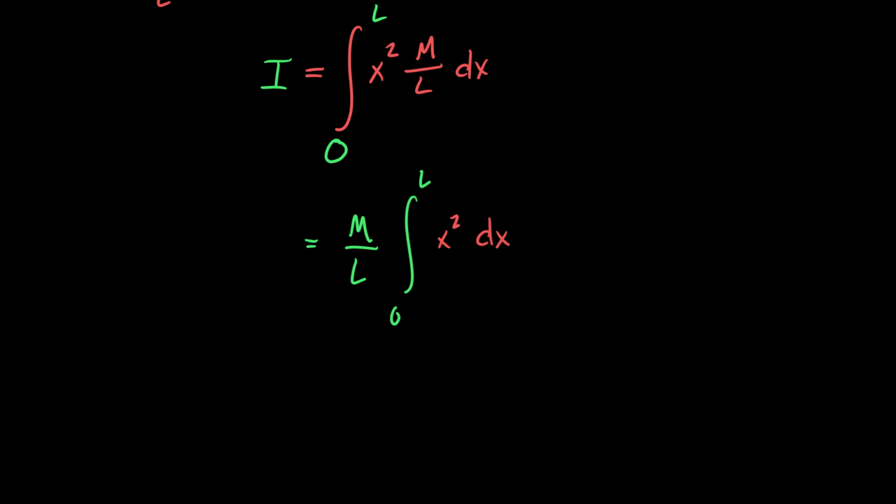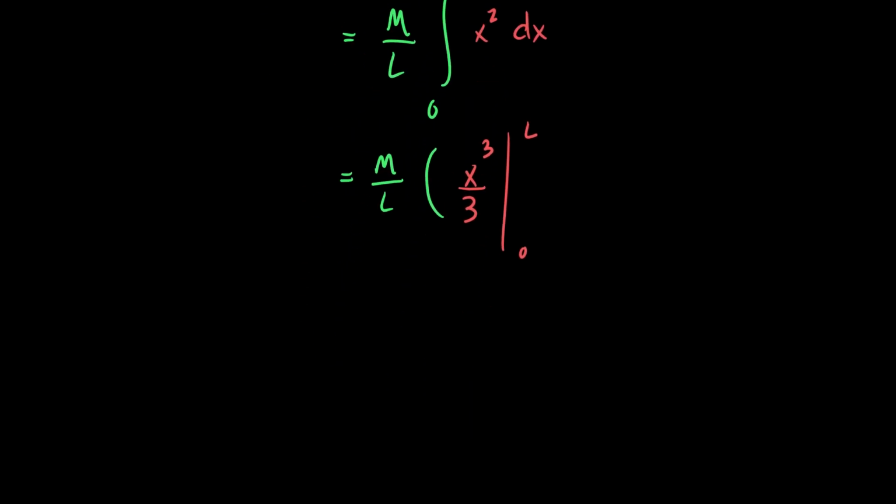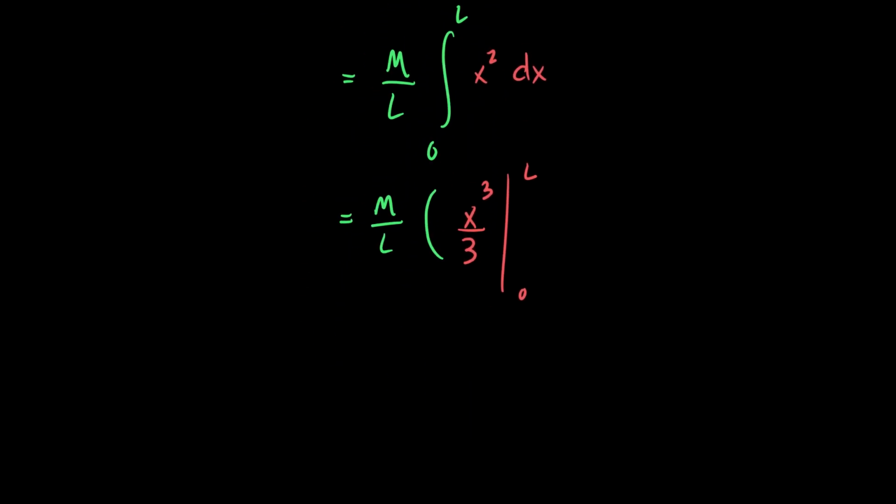Okay, so this part, we've done this, right? I have x squared with respect to x, so I'm going to be using the polynomial function. I'm going to add 1 to the exponent of x, and I'm going to divide by the new exponent. So I'll have x cubed divided by 3. That okay? Took the antiderivative, plugged in my limits.